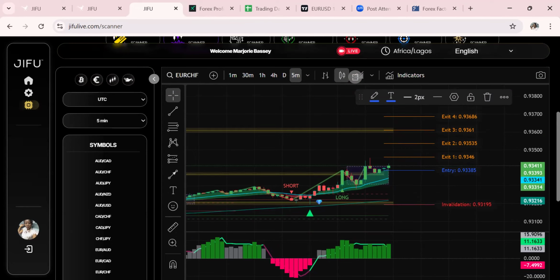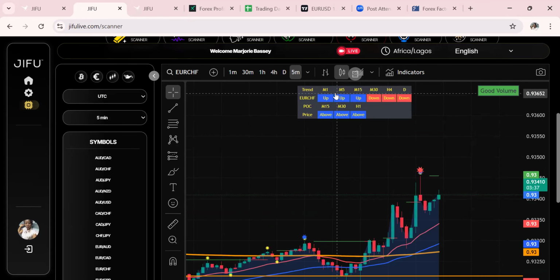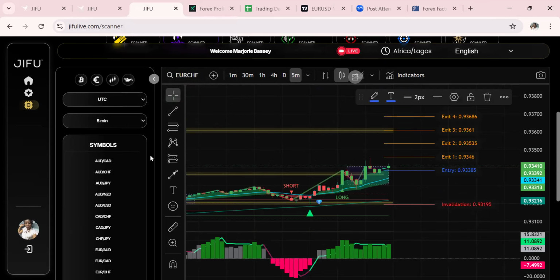So that's for EuroChef. Then, so you've understood this idea of entry. Once it's at the entry line and your parameters have lined up, then you take the trade. You take the trade. So let's see, what else are we possibly looking at?